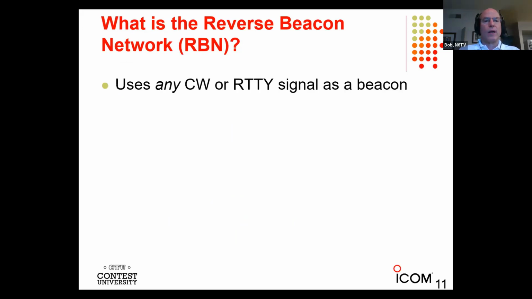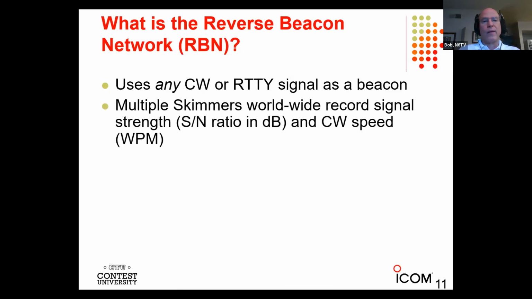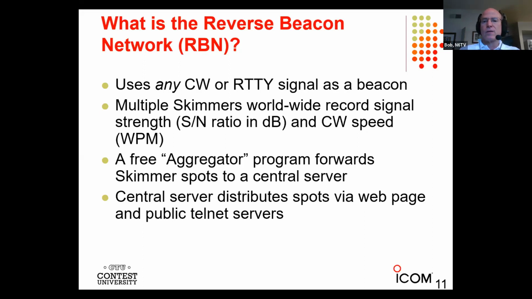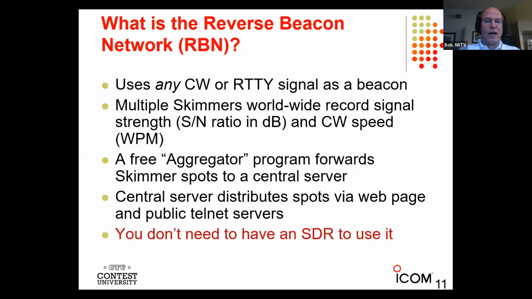So what is this thing? Well, why is it called the reverse beacon network? Well, it uses any CW or RTTY signal as the beacon, including your own. So then multiple skimmers around the world are going to record the signal strength and the CW speed. They're going to use a program called the aggregator, which collects all those spots locally and forwards it to a central server on the internet. And then the central server distributes those spots via web page and also public Telnet servers. And the main point is you don't need to have an SDR to use the reverse beacon network.